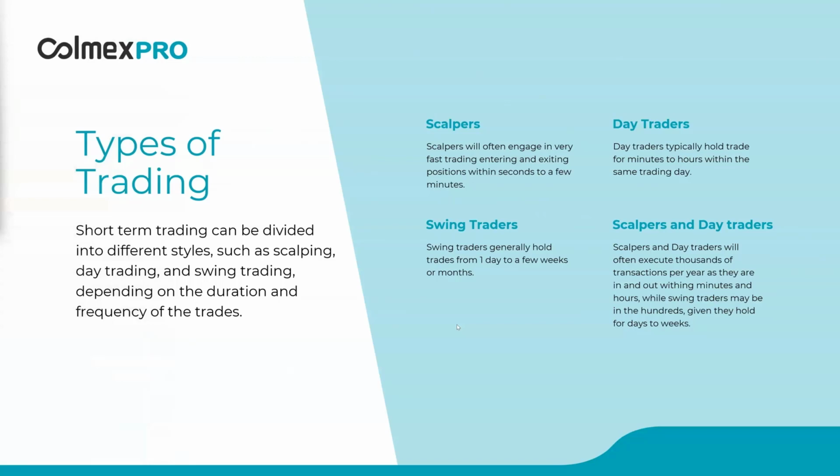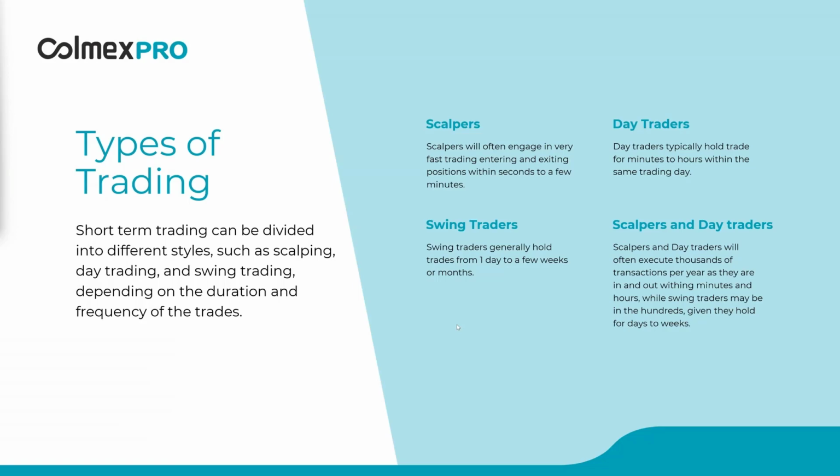So firstly, we spoke about trading or short-term trading in the last lesson. Let's now talk about the types of short-term trading. Trading can be divided into different styles, such as scalping, day trading, and swing trading, and this depends on the duration and frequency of the trades. So let's start with scalping. Scalpers will often engage in very fast trading, entering and exiting positions within seconds to a few minutes.